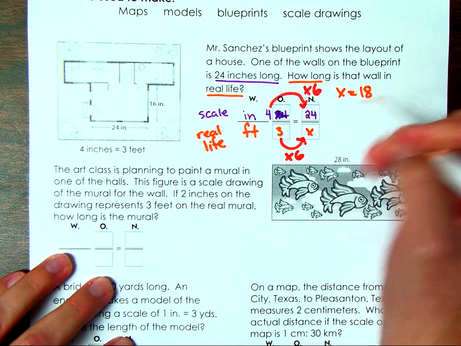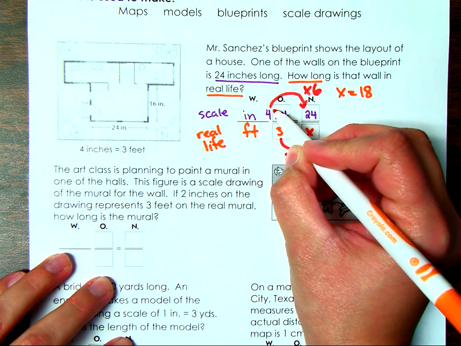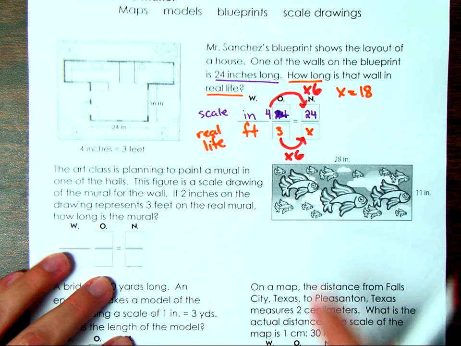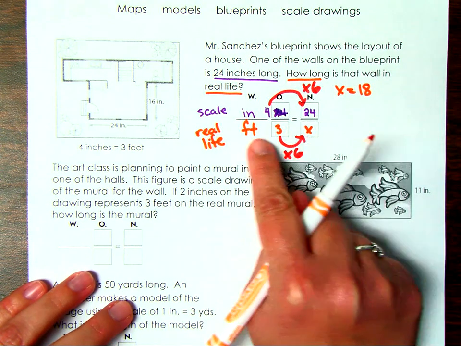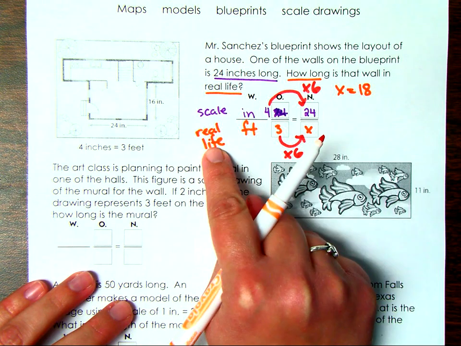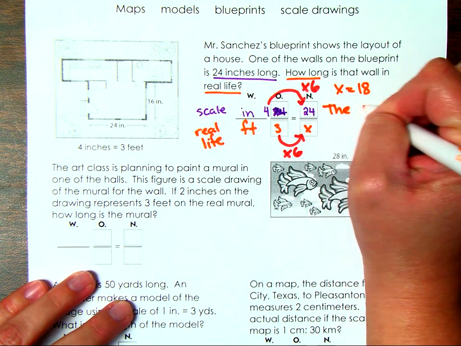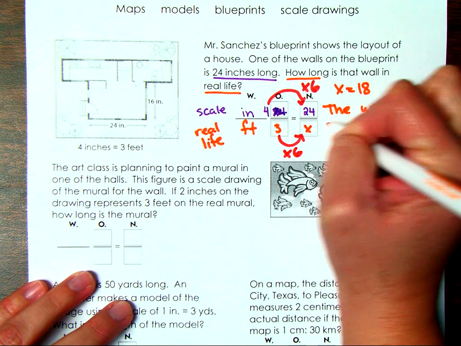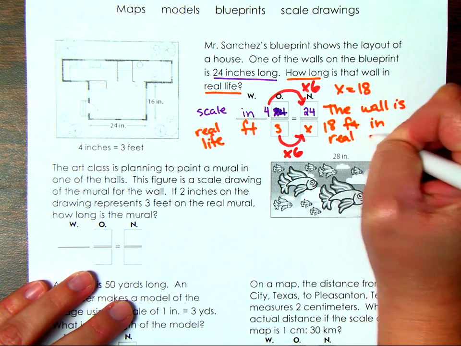Again, we could have cross-multiplied 3 times 24 and divided by 4, but because you see a scale factor, that's going to be a little bit more efficient for you to use. And 18 represents the feet in real life. So how long is that wall in real life? The wall is 18 feet in real life.